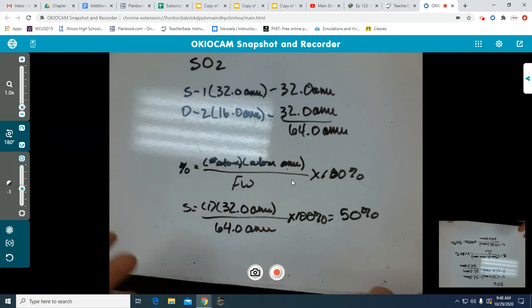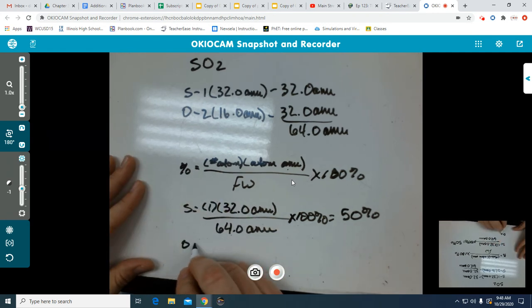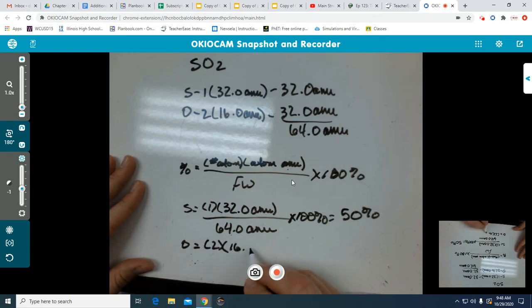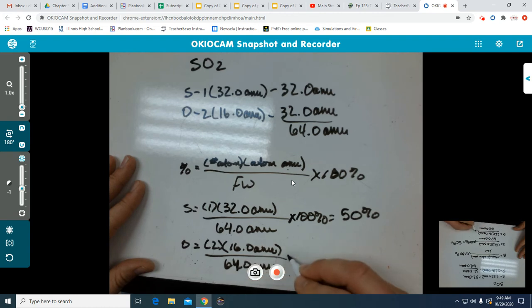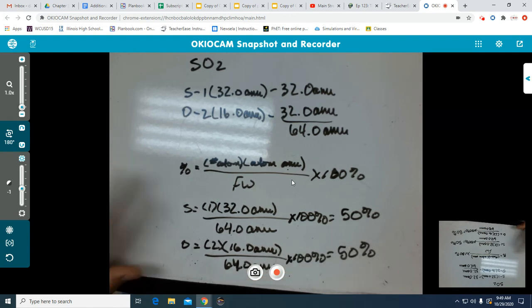But we have to do it for every single one. So oxygen, there are 2 present, each one being 16.0 AMU. Again, divided by the formula weight of 64.0 AMU, and multiply by 100%, and you'll also see that it's 50%. So the oxygen, having 2 present, they make up 50% of the overall mass of the molecule. Sulfur takes up about 50% as well. Pretty straightforward on that one.